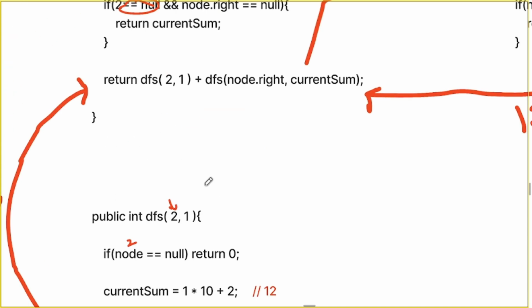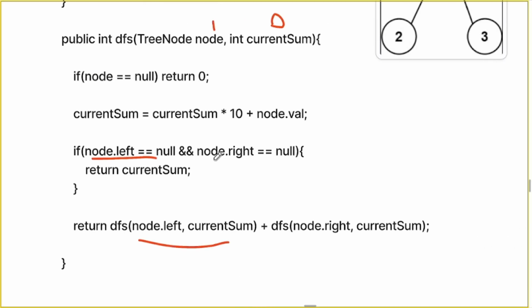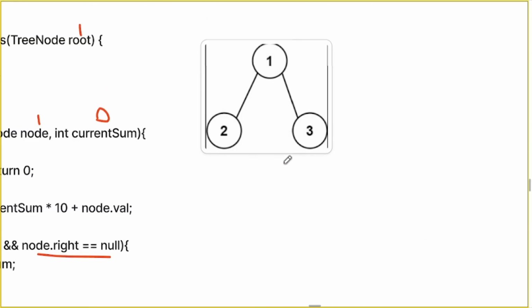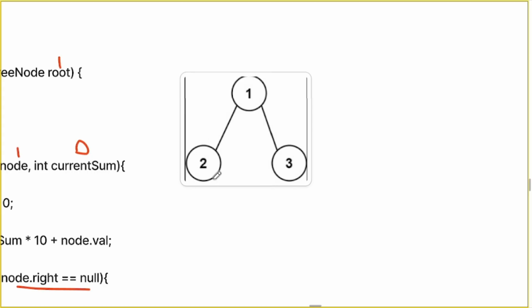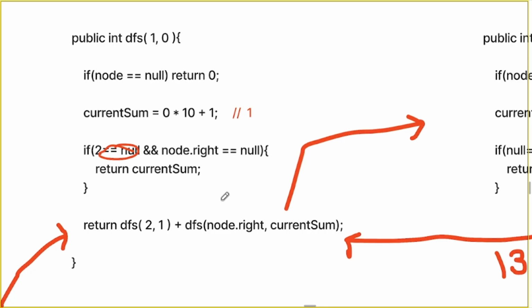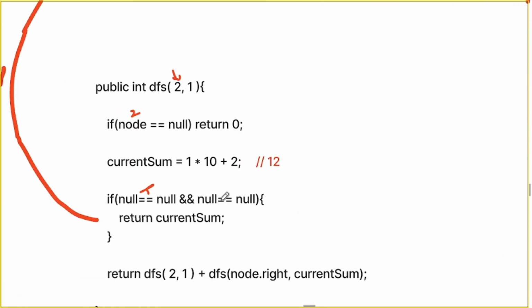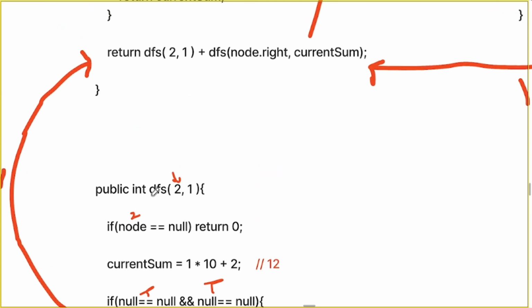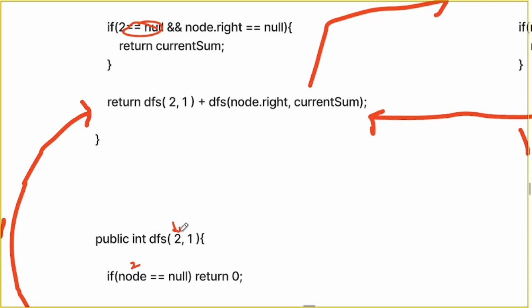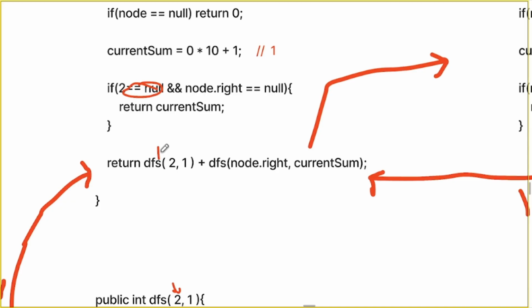Then it will check whether node's right is null. The current node is 2 and its right is also null, so this is also true. True and true is true, so this statement will get executed. It will return the current sum, which is 12, to where this function was called. So here it returns the 12 value, and in this function we will have 12 as the value.